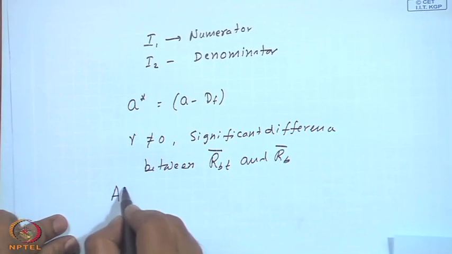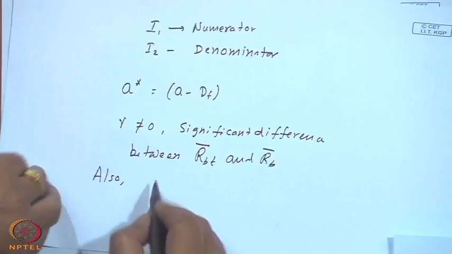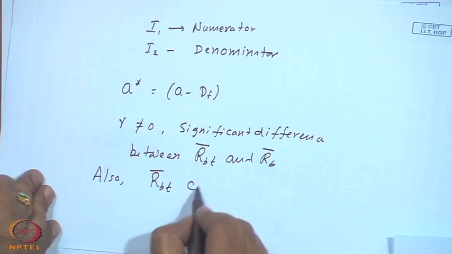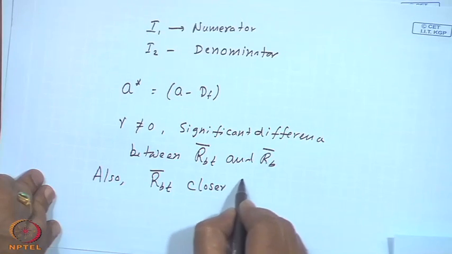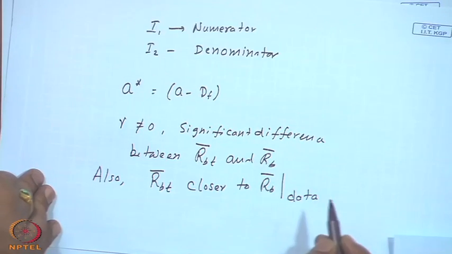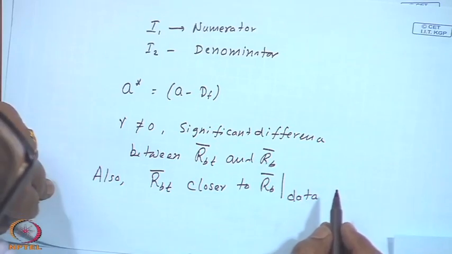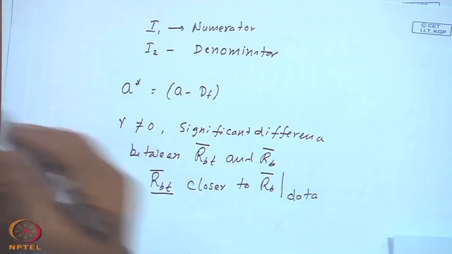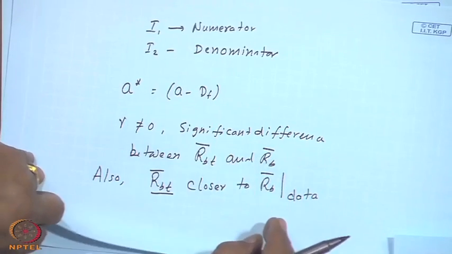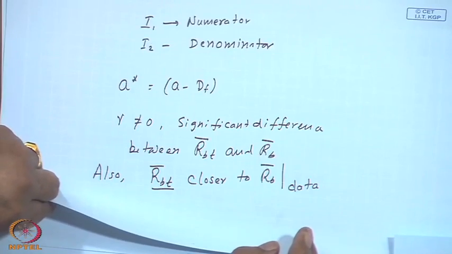Also, a fortunate, rather redeeming feature is that R_B bar_T, which we have analytically evaluated, is almost always closer to the R_B bar data. So, you take a location like Kharagpur, Calcutta, whatever, and use the data hour by hour, sum up I_B R_B upon I_B, then calculate R_B bar_T with this formula. That will be closer to the data value compared to R_B bar, which we have earlier calculated under extraterrestrial conditions.